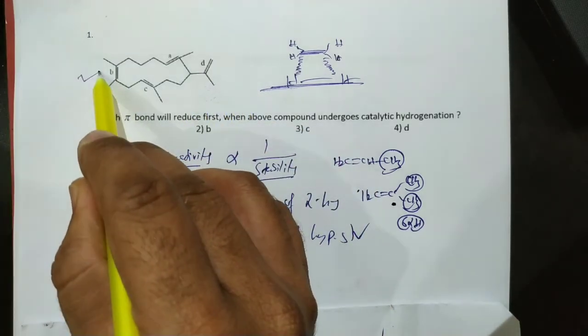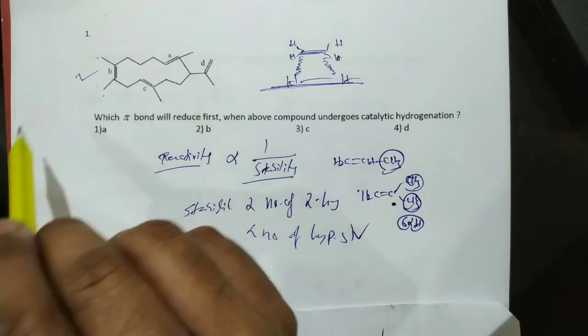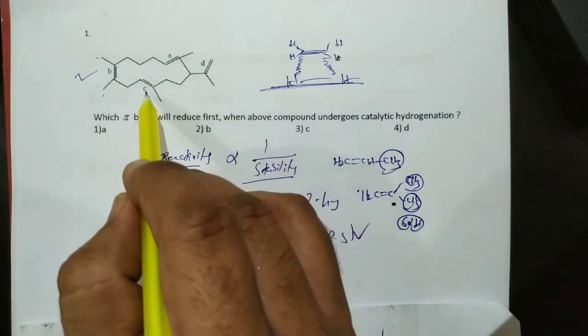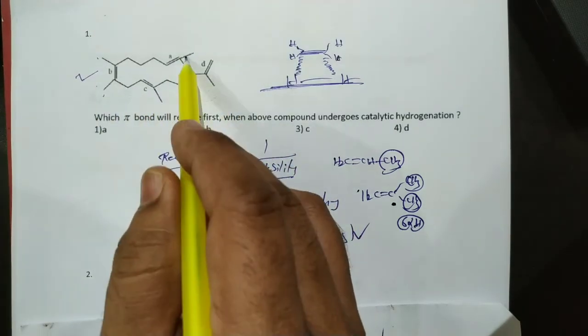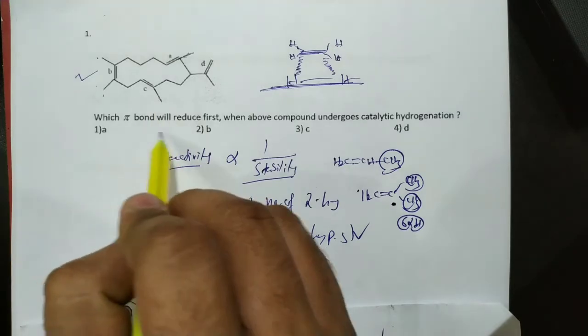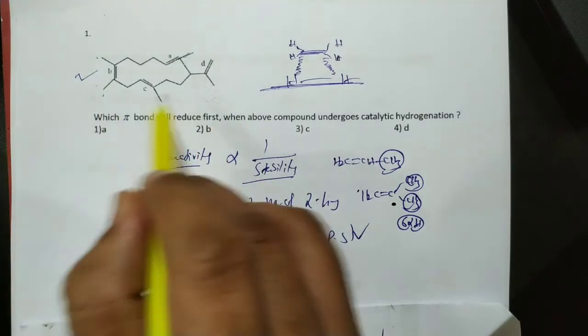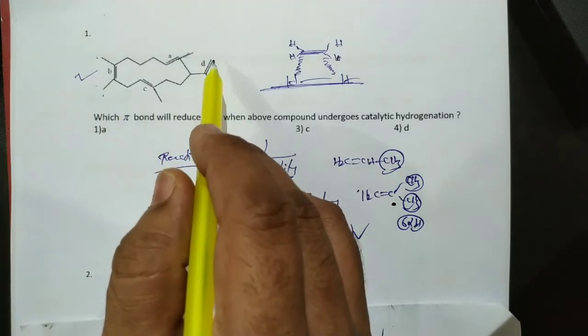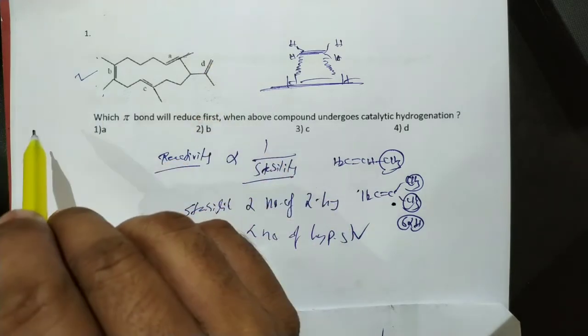So in this case, B is more substituted here. Methyl here, methyl. Next, C, one methyl is there. Here A, one methyl is there. Which pi bond will reduce first of all? Here D, we can see it is less substituted actually.